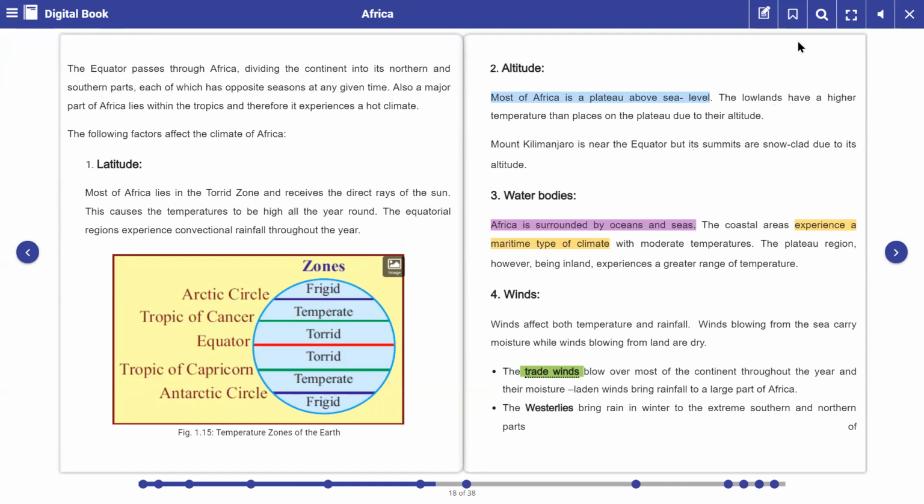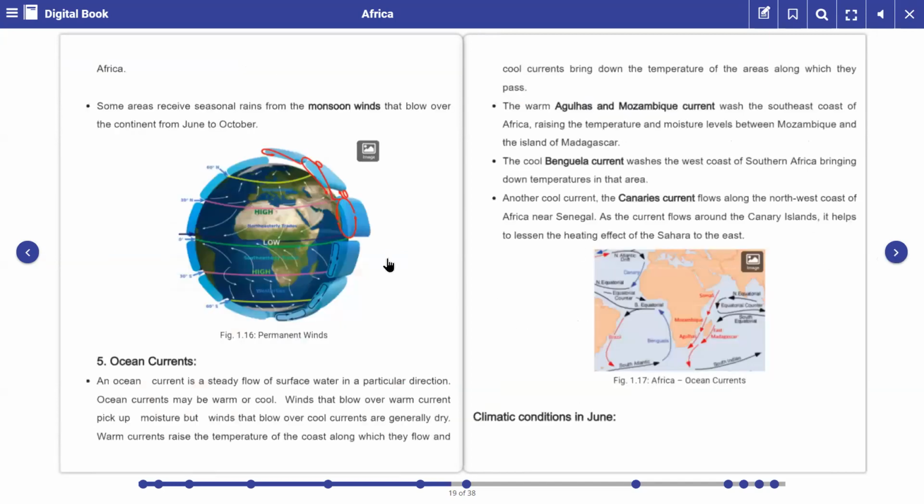Yes, ma'am. Okay, now let's understand westerlies. The westerlies bring rain in winter to the extreme southern and northern parts. So what work do westerlies do in Africa? Who will tell me? It brings rain in winter, to the southern and northern parts of Africa. Very good. To the southern and the northern parts. Have you all understood this entire page, children?